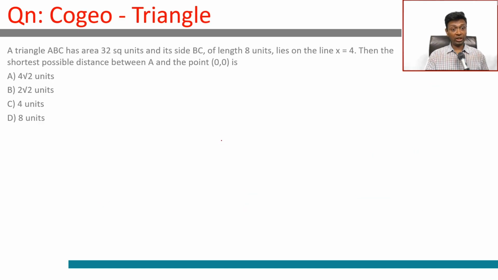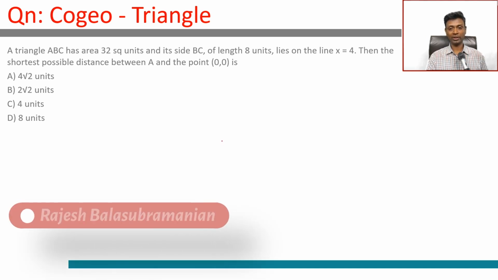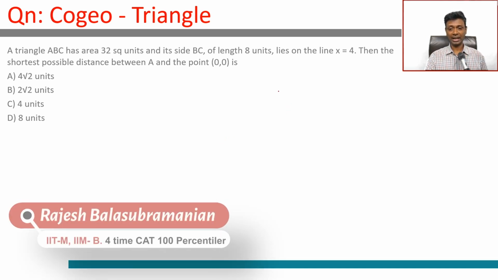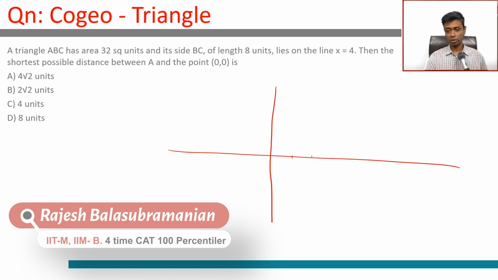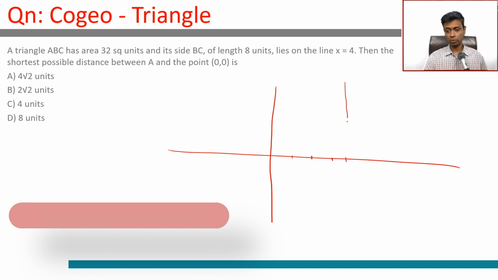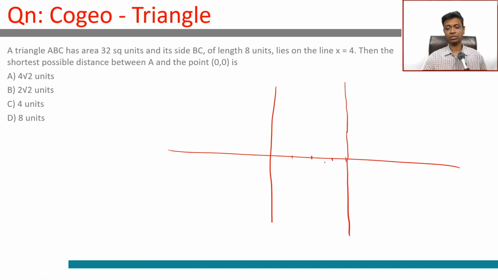A triangle ABC has area 32 square units and its side BC of length 8 units lies on the line x equal to 4. Fine. x equal to 4, let's say 1, 2, 3, 4. x equal to 4 is a line parallel to the y-axis. This is 0, 0. This is the line x equal to 4. So BC measures 8 units and it's somewhere here.